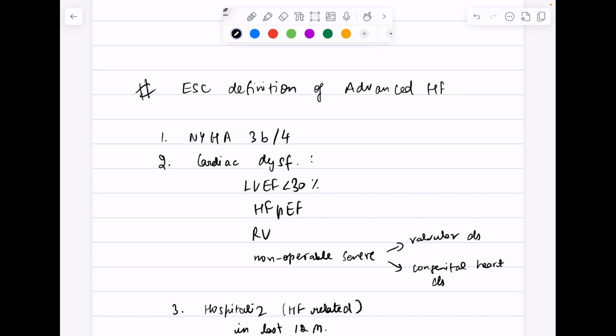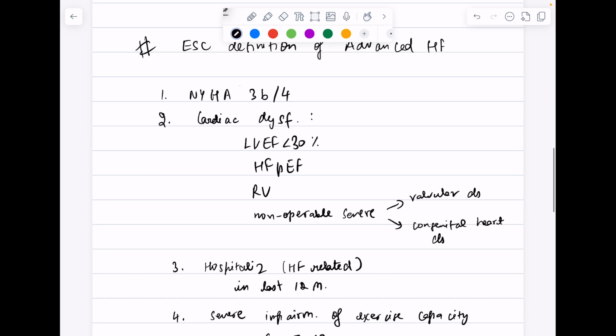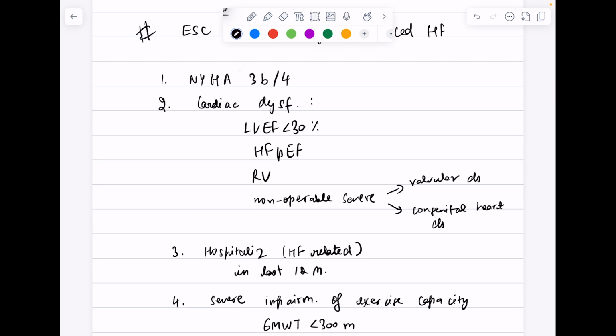Okay, so now let's move on to the ESC definition of advanced heart failure. There is an actual definition for advanced heart failure, even though in the clinical setting it's a loosely used term. You need to have all four of these criteria. First one is the symptoms, so NYHA 3B or 4.